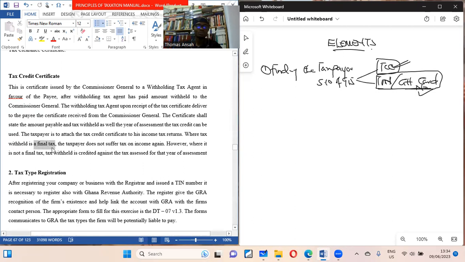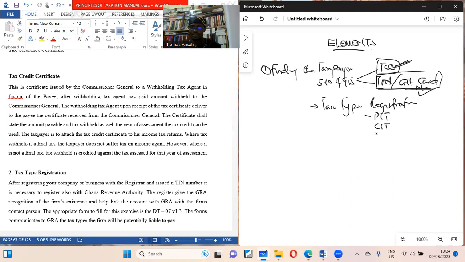All right, so that is the final tax, when they withhold final tax. So he uses the tax clearance certificate and the TIN. Then another way they also identify the taxpayer is by tax type registration. What do we mean by that? There are so many tax types. We have personal income tax, company income tax, VAT, withholding tax, PAYE. All these things are tax types.